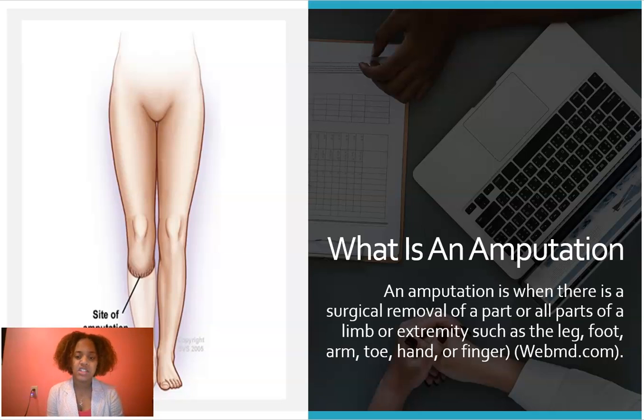What is an amputation? An amputation is when there is a surgical removal of a part or all parts of a limb or extremity, such as the leg, foot, arm, toe, hand, or finger.